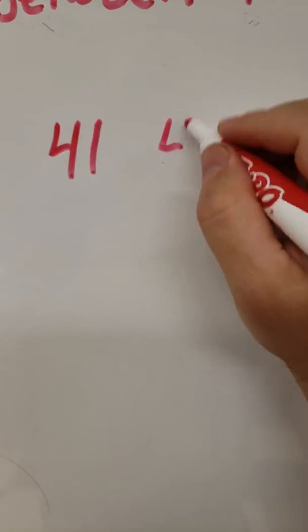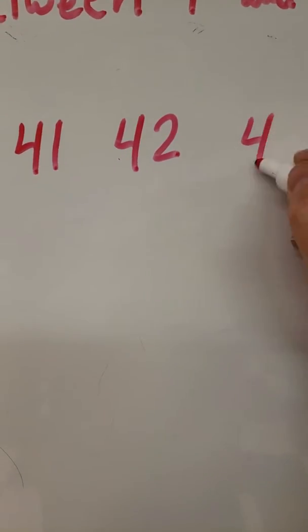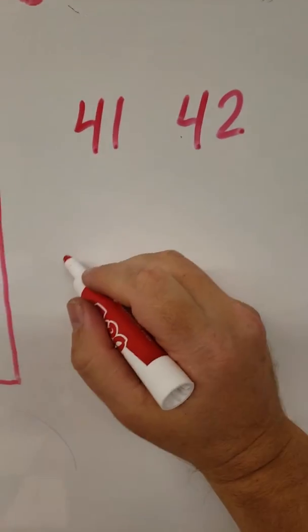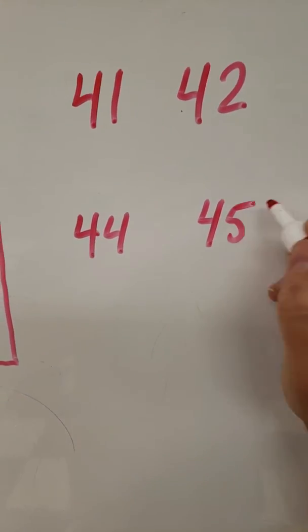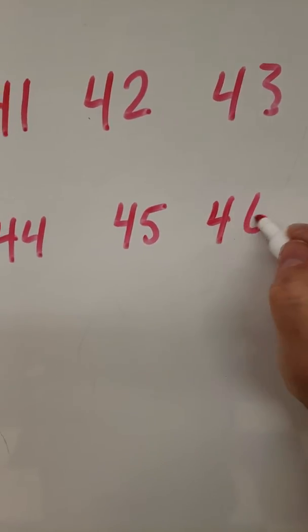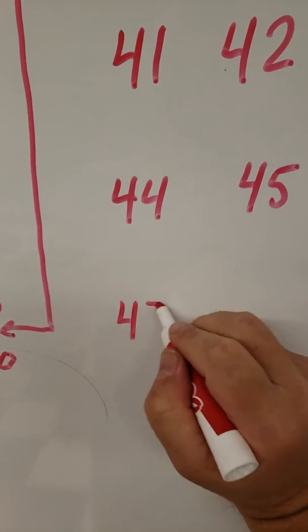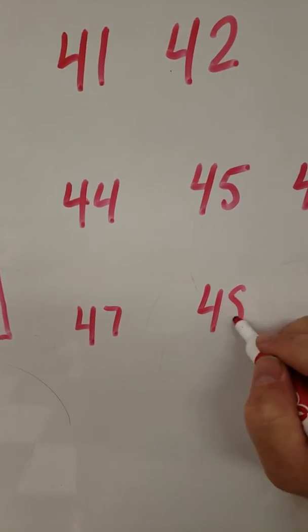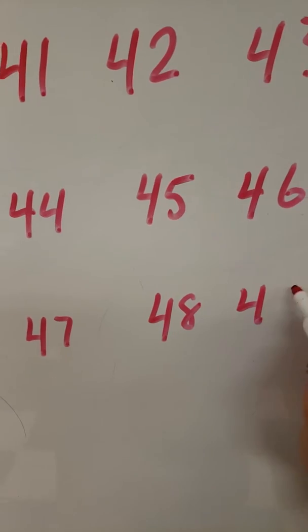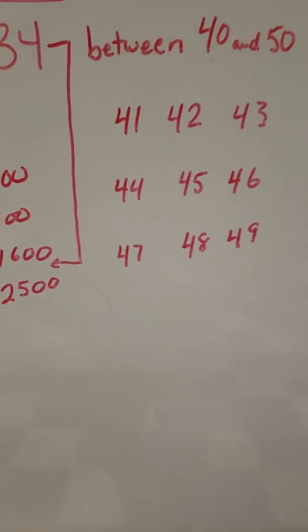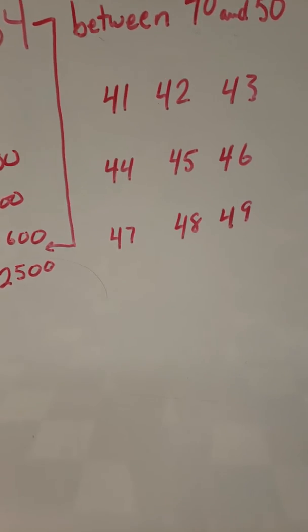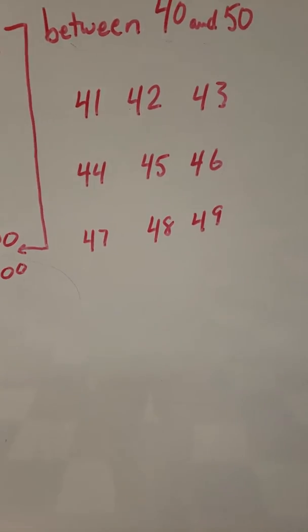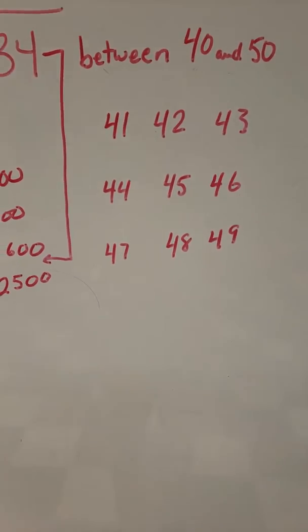41, 42, 43, 44, 45, 46, 47, 48, and 49. So we've just limited the answer choices down to 9 numbers from all the numbers in the universe. So now we're going to take these 9 numbers and we're going to limit it down to 2 numbers that are possible.